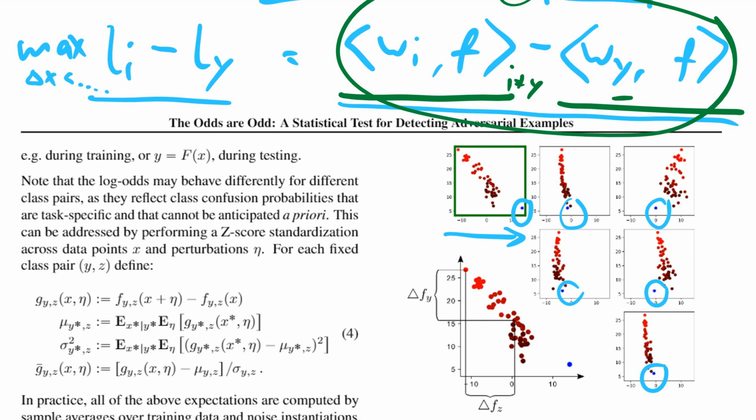So the axis to the right, for each of these plots, is one of the other classes, except for the currently predicted adversarial class. So this axis is always the same axis, while the axis to the right for each plot is a different one.